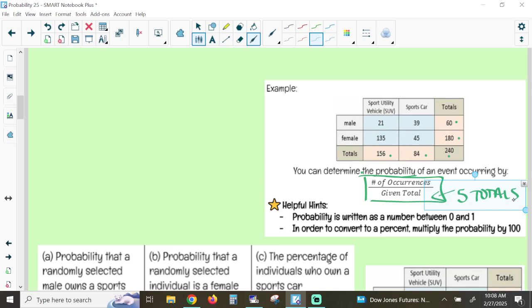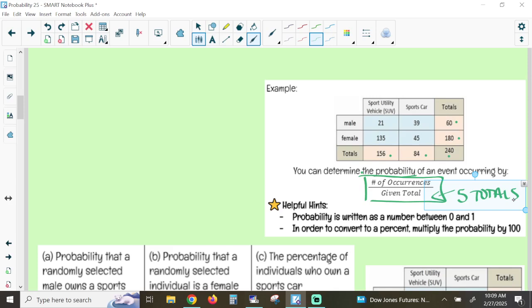If it says a randomly selected person, what am I going to use? 240. A randomly selected SUV owner, I'm going to pick what? If a randomly selected male, I'm going to pick 60. So you got to look for what they're randomly selecting out of to decide which of those 5 totals you're going to use. And you can have more than 5 totals depending on how big your table is. So you got to read.